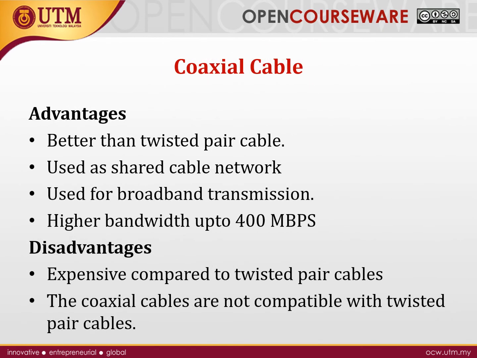And for coaxial cable, the advantages are that it is better than twisted pair cable, it can be used as a shared cable network, and it is used for broadband transmissions with higher bandwidth up to 400 megahertz. In the disadvantages, it's more expensive compared to twisted pair cables, and coaxial cables are not compatible with twisted pair cables. So these are the advantages and disadvantages that we might need to consider before we decide whether to use a coaxial cable.